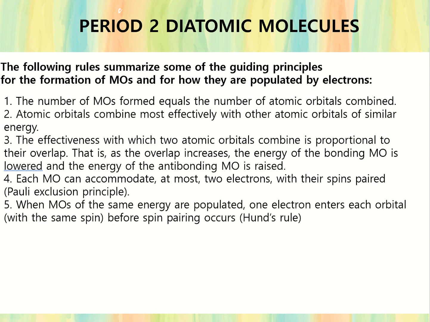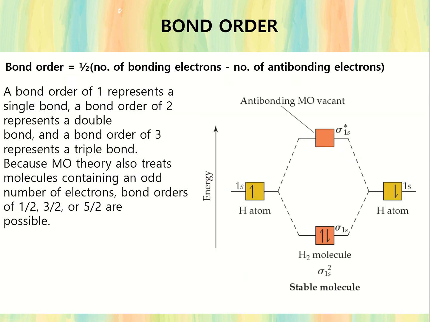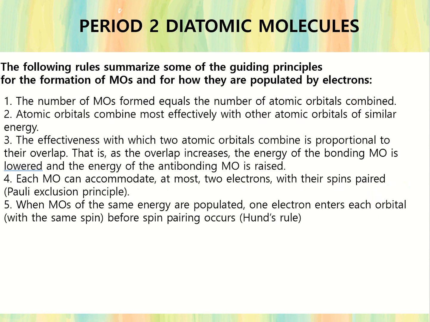All right, so let's try another molecule. Period 2 diatomic molecules. The following rules summarize some of the guiding principles for the formation of molecular orbitals and for how they are populated by electrons. The first step: the number of molecular orbitals formed equals the number of atomic orbitals combined. For hydrogen, we have 2 atomic orbitals, so we form 2 molecular orbitals.